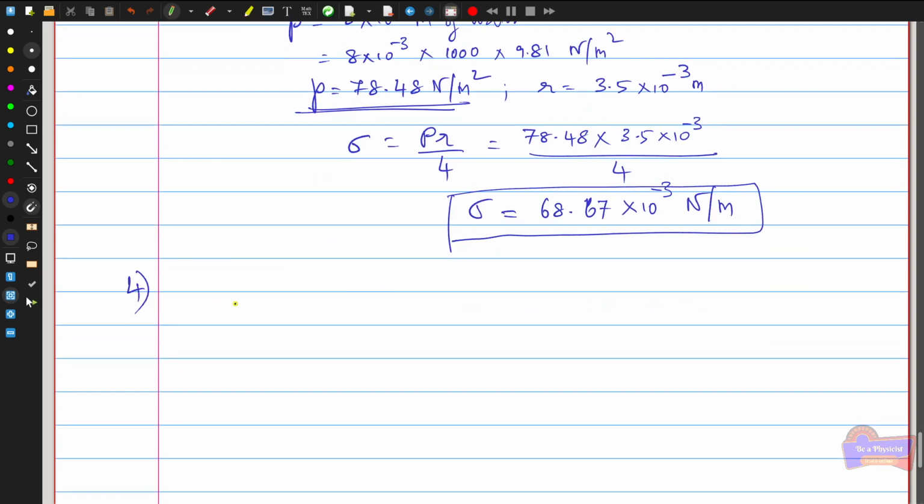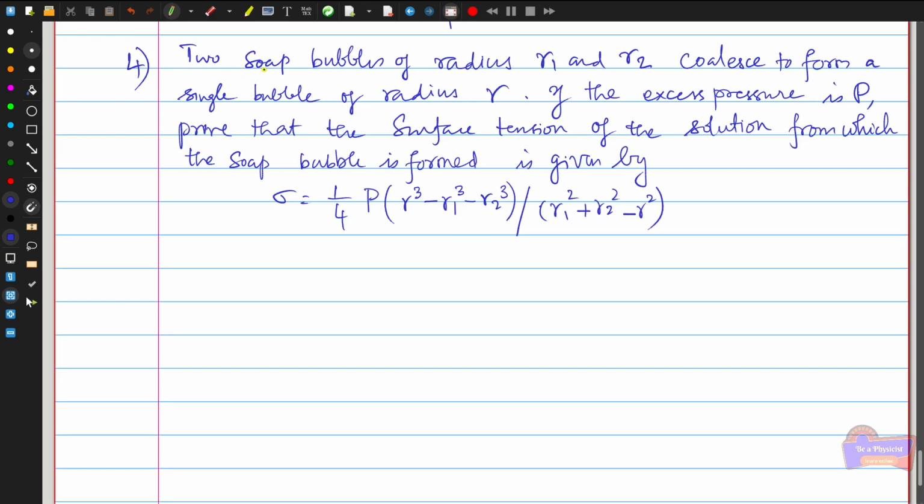The fourth problem is: two soap bubbles of radius R1 and R2 coalesce to form a single soap bubble having the radius R. Suppose the excess pressure is given as P, you have to prove that the surface tension of the solution to form this soap bubble is given by the relation sigma is equal to 1 divided by 4 times P times (R cube minus R1 cube minus R2 cube) divided by (R1 squared plus R2 squared minus R squared).